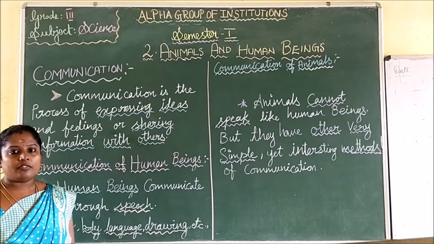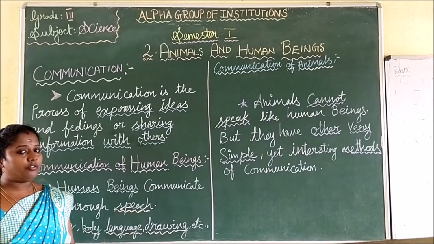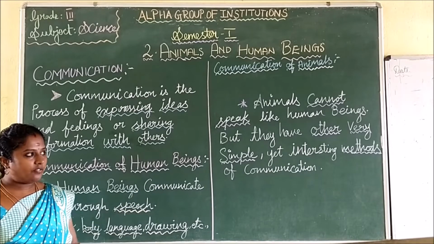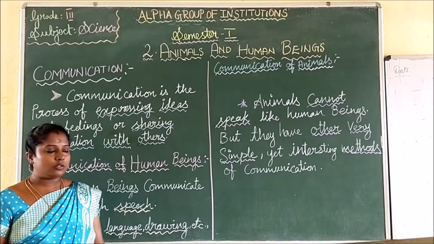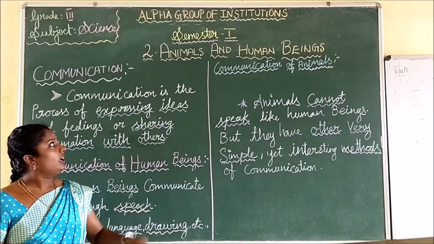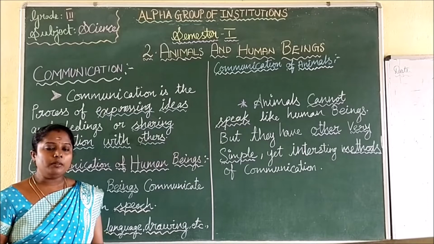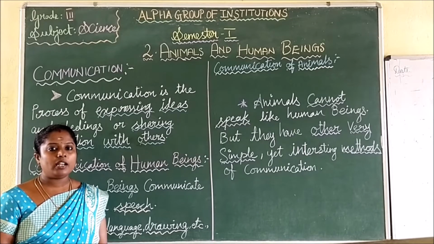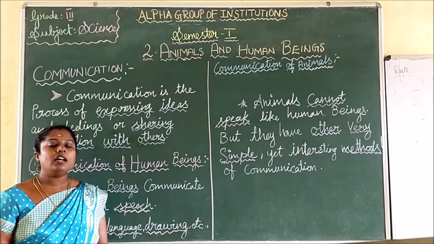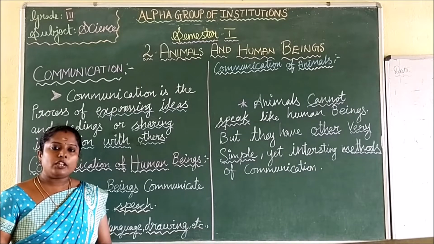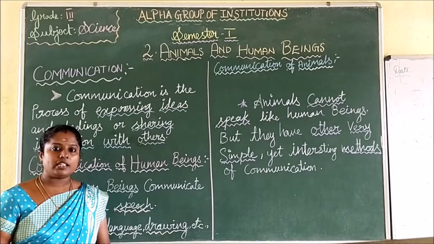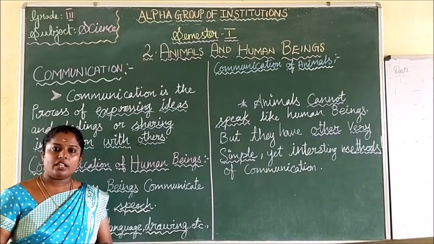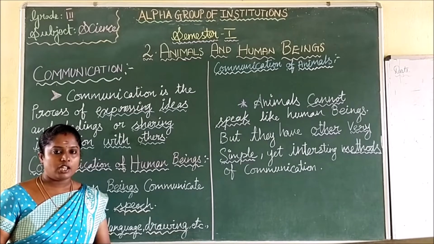We have completed our first lesson. Now we have entered into our second lesson. In the second lesson, we have already discussed, what is the topic of the second lesson? Animals and human beings. In this lesson we are discussing how animals and human beings live, that is their characteristics, their habitats, everything we are discussing in this lesson.